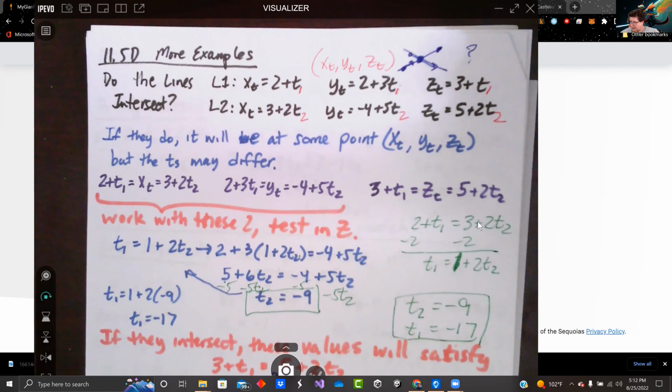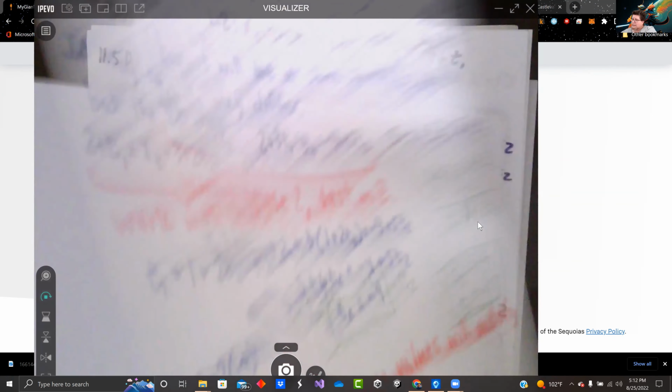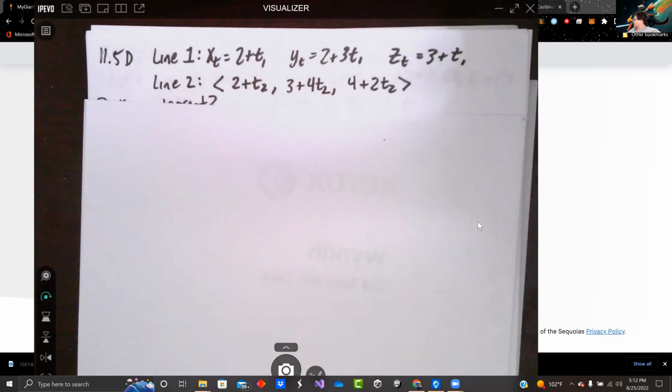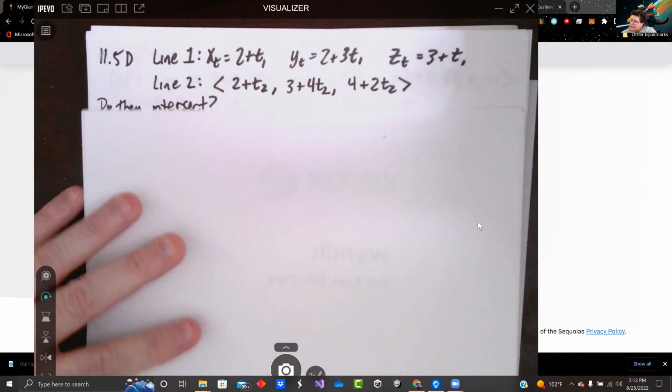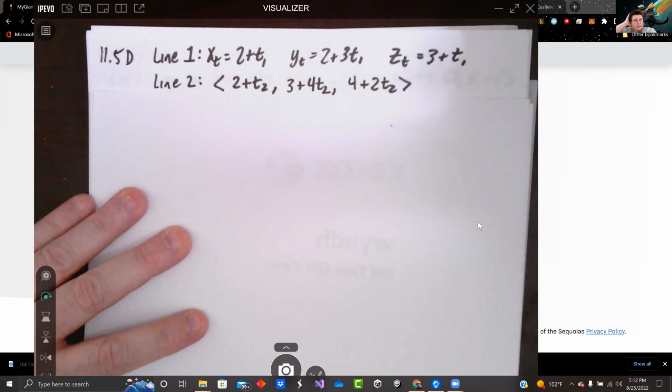Let's jump to the next page. Give you guys a second, give you something to try. Why don't you guys check this with line 1 and line 2 here? See if you can get them to intersect or not. Here I wrote them in 2 different formats. I got tired of writing x of t, to be honest.